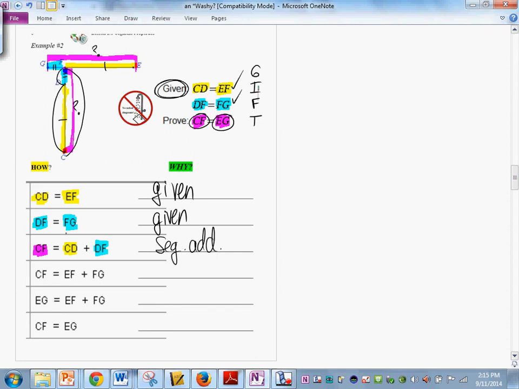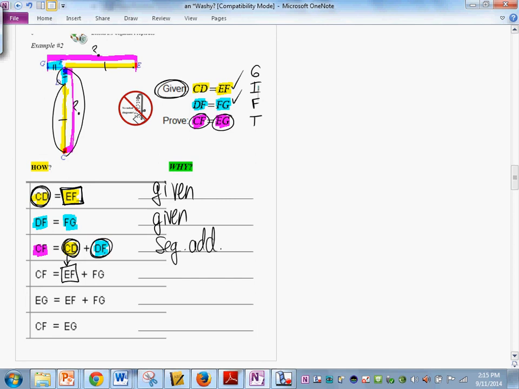Now, circle with me, please. Ready? Circle CD. Come up, find CD here. Go to the right. CD equals what piece? EF. Ready? Box this. Draw a little arrow.